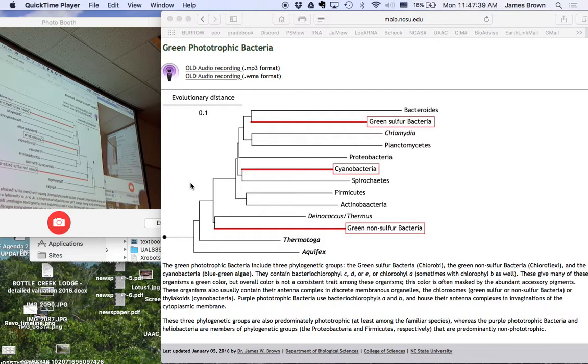Now, if you're going to absorb light, you need to have lots of membrane, because that's where the absorption of light comes from. And so these organisms use different mechanisms for increasing their membrane content. And we'll talk about how those are different for each one.